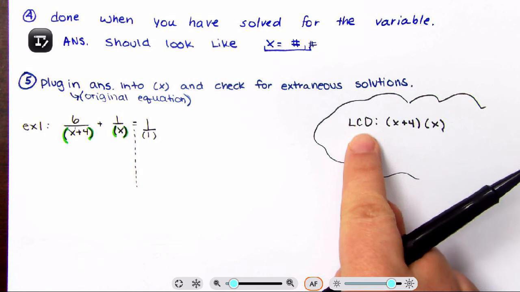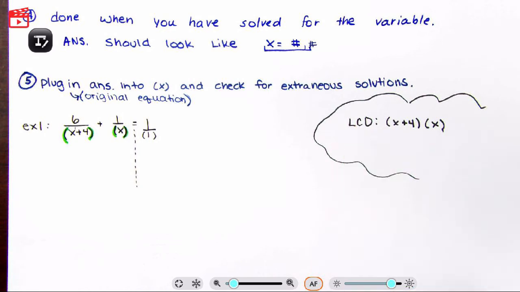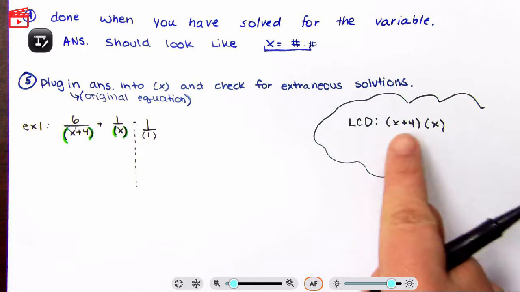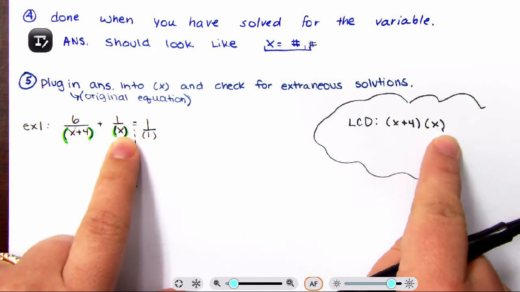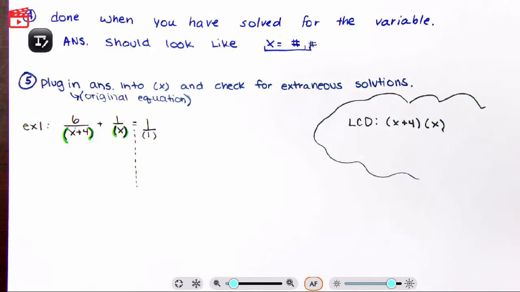All right, so LCD, how do you determine what an LCD is? The lowest common denominator is taking every single different bubble from each denominator and writing it. So for example, in this denominator, I have x plus 4. In this denominator, I have x. Now, are you only writing the bubbles? No, you're taking the exponent with it.